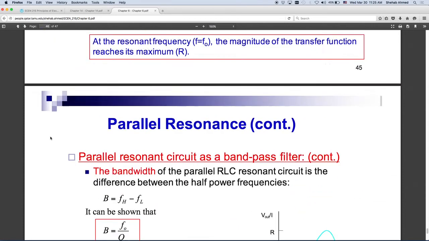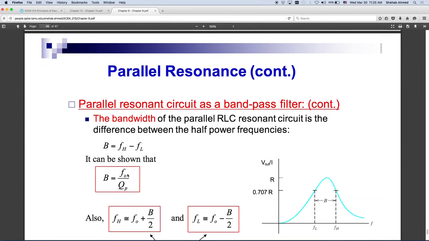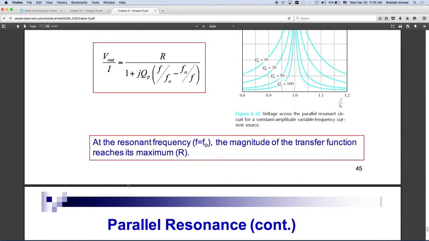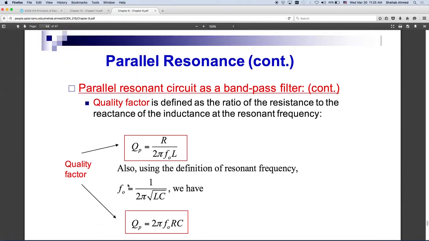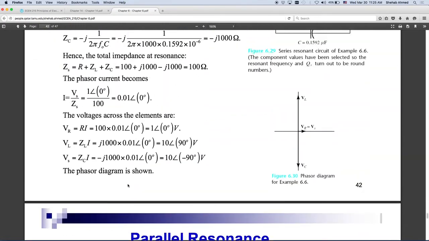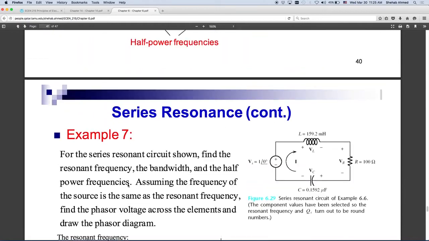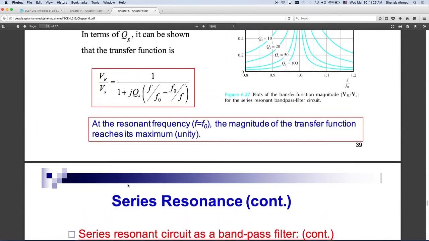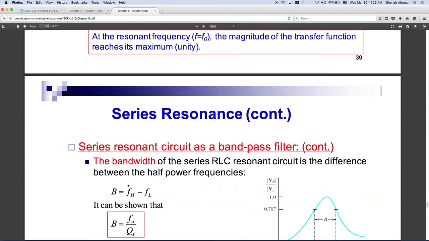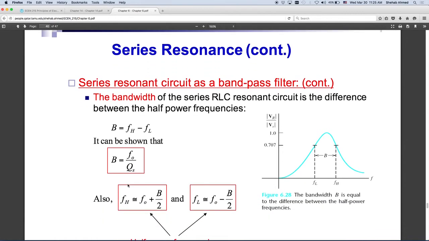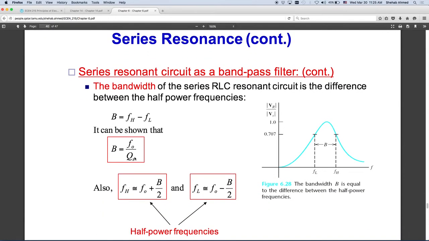I think the bandpass, in the previous case, was the resonance frequency over the quality factor. Here it's the opposite. The bandpass for the series resonance, it's resonant frequency over the quality factor still.